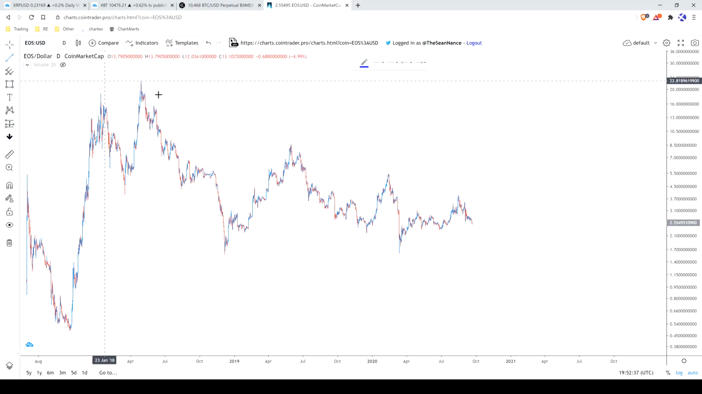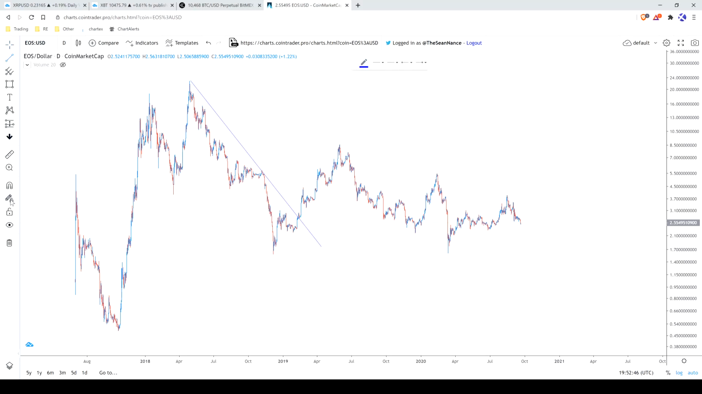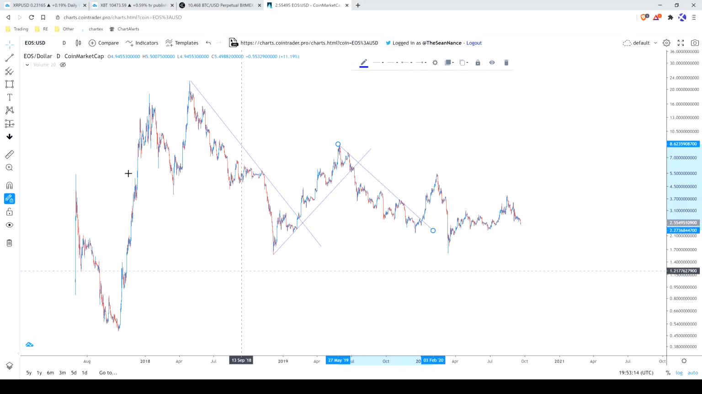We've got one clear move down here. That's complete. Move up is complete. This move down on EOS never confirmed completing. So there's a couple options I see here. This one broke out. So perhaps we have a structure here.